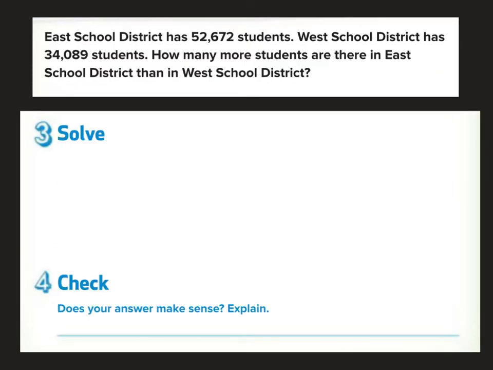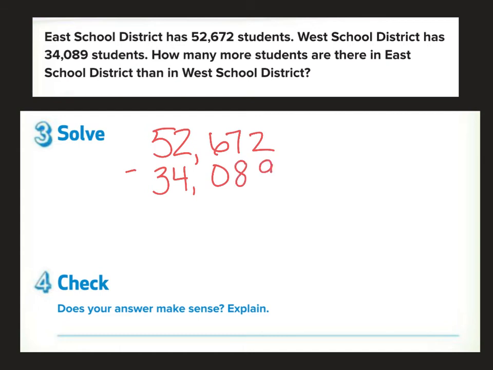Okay, so now we get to actually subtract: 52,672 minus 34,089. When I'm looking here, I see 2 minus 9. I can't do that. I need to go next door to the tens place. Say, hey, can I borrow a 10? They say yes. And I already have 2 ones. Now I add 10 ones to it, so that means I have 12 ones. 12 minus 9 is 3.